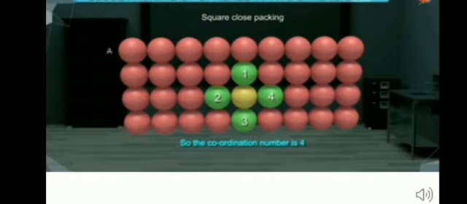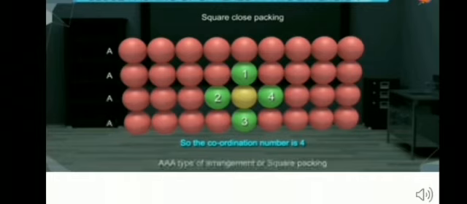If we call first row as A type row, the second row is exactly same. So, it will be called as A type. If we go on placing such rows one above the other, then such an arrangement is called as AAA type of arrangement or square packing.